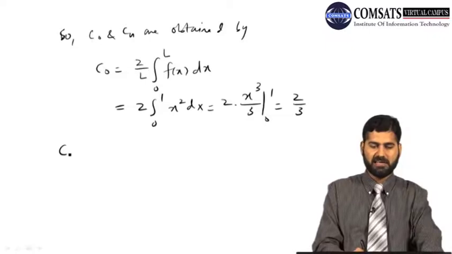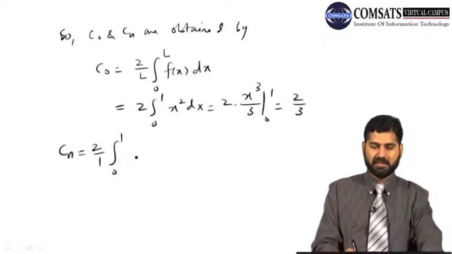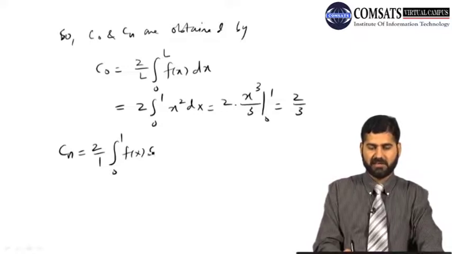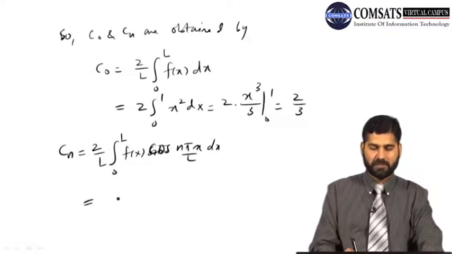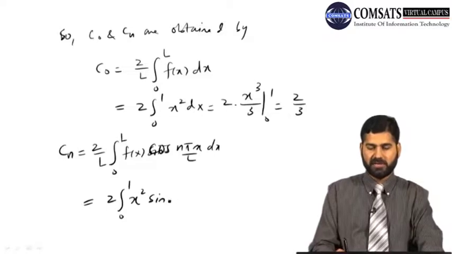And similarly, cn is 2 by L, integral from 0 to L of f(x) cosine, sorry, it's a cosine series, so cosine n pi x by L. So L is 1 and f(x) is x square. So now I can use integration by parts twice.